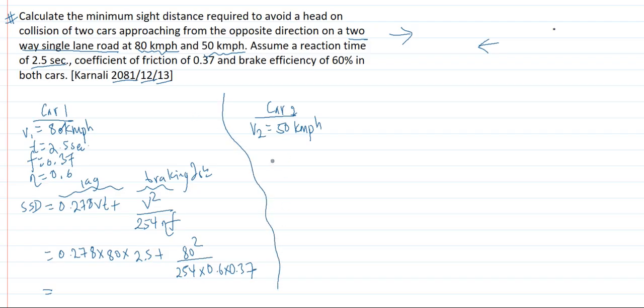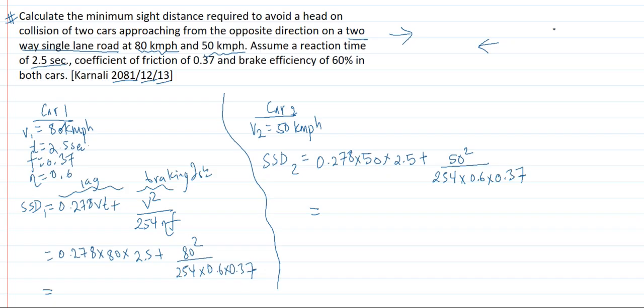And for car 2, the same thing. Let's say this is SSD1 and this is SSD2. This is also 0.278, the velocity is 50, into time 2.5, plus, not 80, it's 50 square by 254 into eta is the same 0.6, and friction is 0.37.